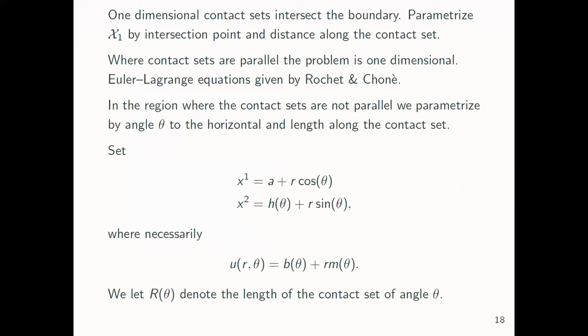So what we're going to do is we've just said that our one-dimensional contact sets all hit the boundary. So we can parameterize our x1 by these contact sets, and we can parameterize those by where they hit the boundary. So where they're parallel, that region's been relatively well understood for a long time. Your function is essentially just a function of one variable, and the Euler-Lagrange equations in that region have been well known for some time. In the region where the contact sets are not parallel, we can in fact do better than parametrizing by just where you hit the boundary. We can parameterize by the angle you make.